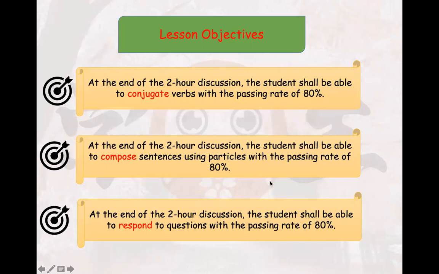So for the affective domain, at the end of the discussion, you should be able to compose sentences using particles with a passing rate again of 80%. And then, under the psychomotor domain, you should be able to respond to questions with a passing rate of 80%. Okay, so ito yung ating magiging flow ng discussion sa lesson 4.